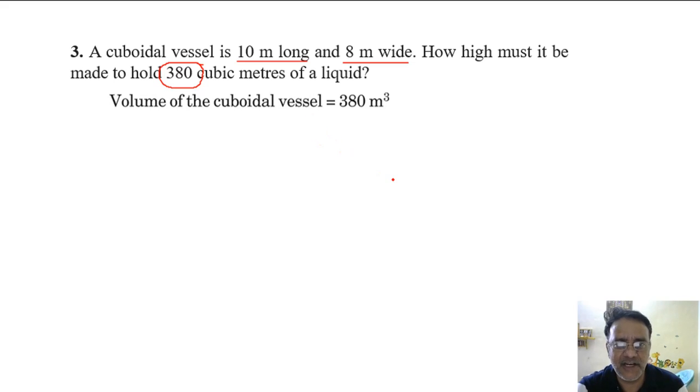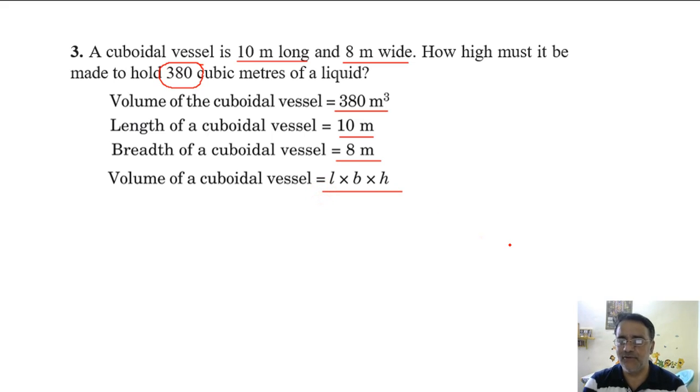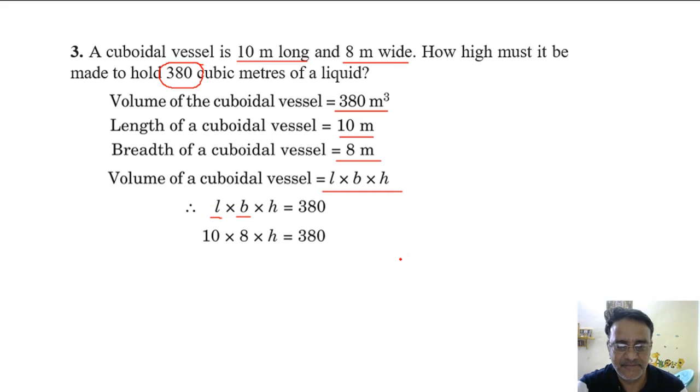Okay. So we'll start with the volume of the cuboidal vessel, which is 380 meter cube, and length is 10 meter and breadth is 8 meter. The volume formula is L into B into H, and this is equal to 380 meter cube. Now we'll substitute the values of L and B, that is 10 and 8. So H will be equal to 380 upon 10 into 8. One zero we cancelled.